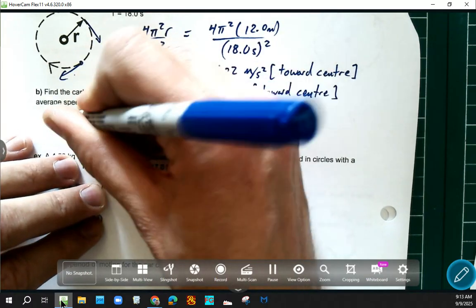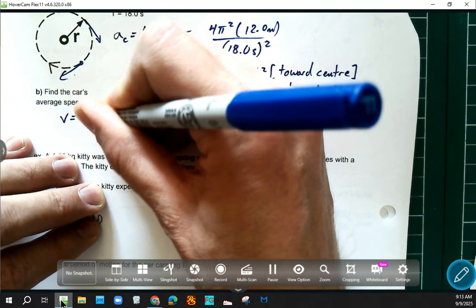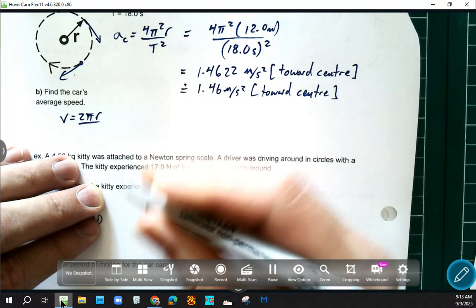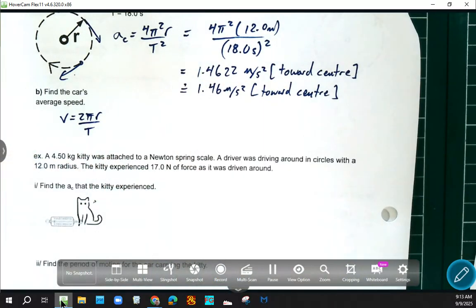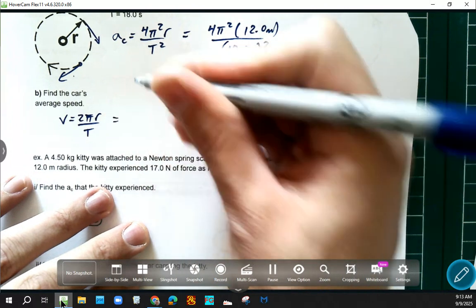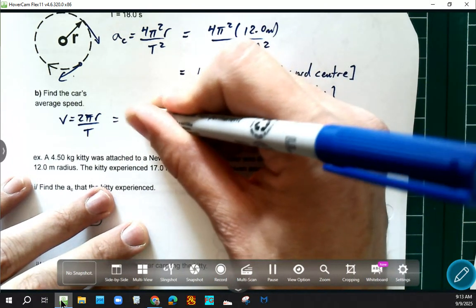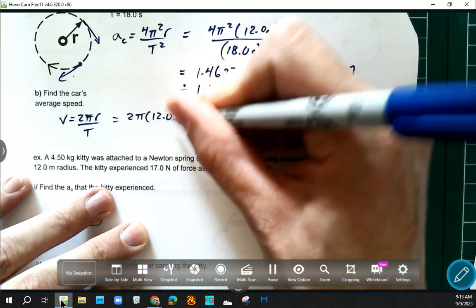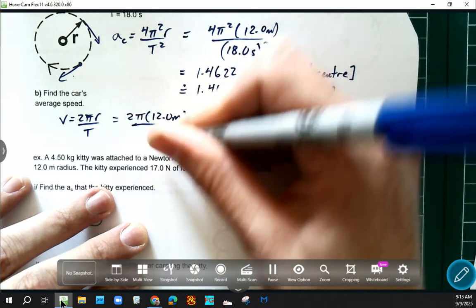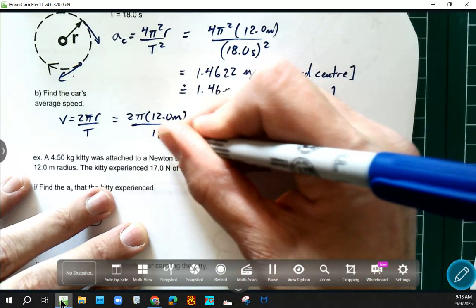All right, so the car's average speed. Back to that, we say v is equal to 2 pi r over T. And this is really like, some people call these the plug and play kind of equations. We're not rearranging anything. There's no fancy algebra here. We're just subbing in 2 pi, 12 meters, over the period, which it says was 18 seconds.